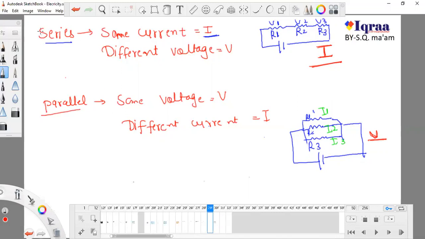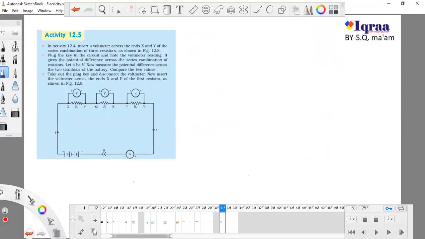Now, as we say this, we have to find out so many answers and do so many numericals. So on the basis of these particular patterns, series and parallel, we are going to identify some formulas. So right now I'm drawing the formulas of series, and that is your activity also. This is activity 12.5 from your textbook, and in this textbook it is asking us to do this.